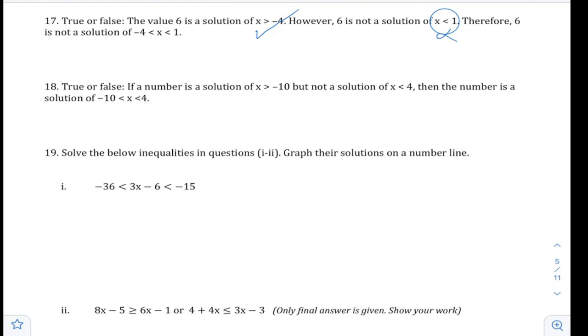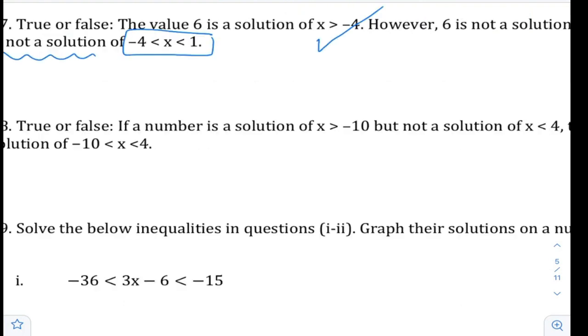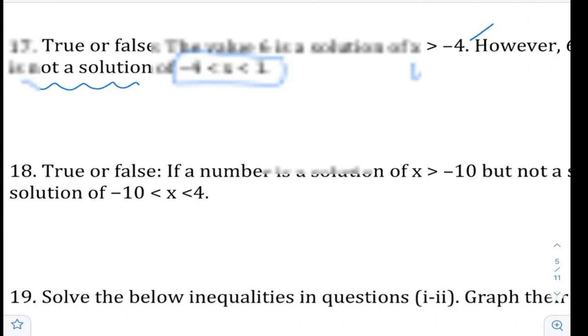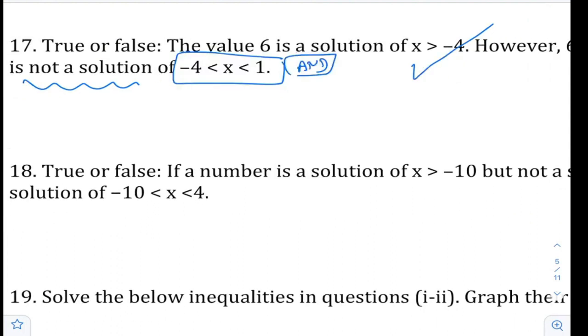So the question is telling me that, therefore, 6 is not a solution of the compound inequality x between minus 4 and 1, or we can say x is greater than minus 4 and less than 1. Compound inequality, and this is an "and" inequality, when it is between. An "and" inequality should have both correct solutions. The first and the second one should both be correct.